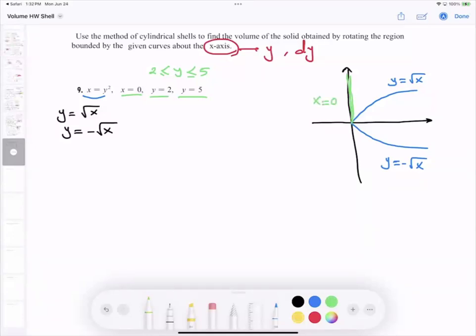And it says you have two horizontal lines as well. y is equal to 2, so when y is 2, x becomes 4. And y equals 5, x becomes 25. That's how we get these. So let me just graph it this way: y is 2, and then y is 5. So what are we trying to get? This is the region that you're to rotate about your x-axis.